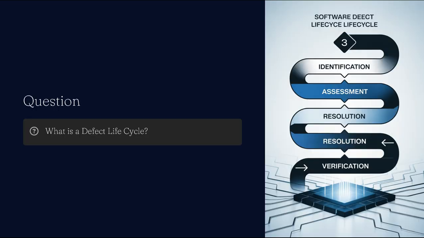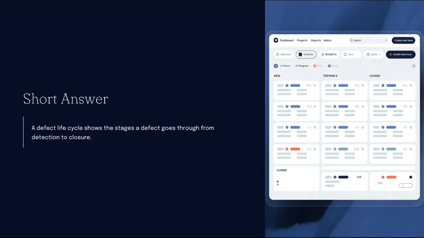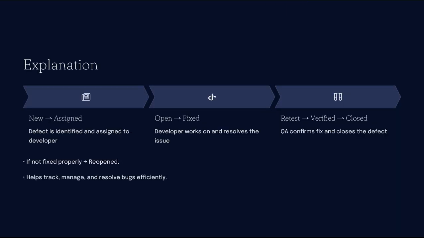So today's question is, what is a defect life cycle? So short answer, a defect life cycle shows the stages a defect goes through from detection to closure. For example, the defect when assigned is called in new stage. Defect is identified and assigned to developer.